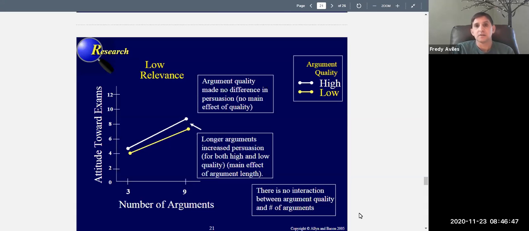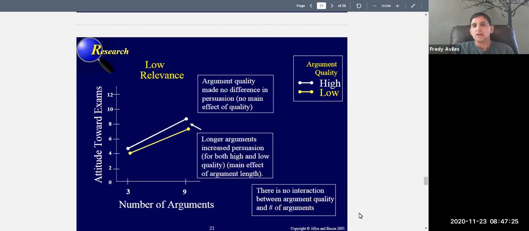They're pretty close. What that means, look at the box there, right? It says argument quality made no difference in persuasion. No main effect of quality. You give students a high quality argument, that's how much they're persuaded. You give them a low quality argument, that's how much they're persuaded. And it's not that big of a difference. Quality doesn't make that much of a difference under low relevance. When you're told it's not going to affect you, it doesn't matter whether you make a good argument or a bad argument. They're not really paying attention. They're not really motivated to think.